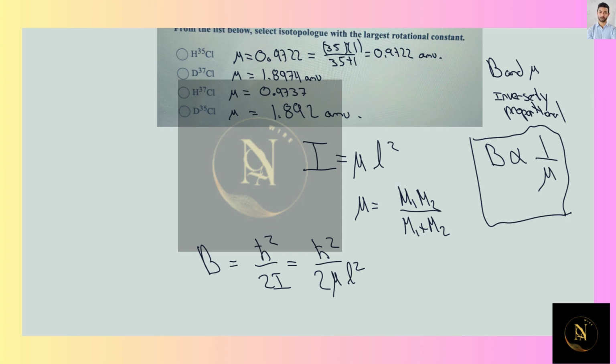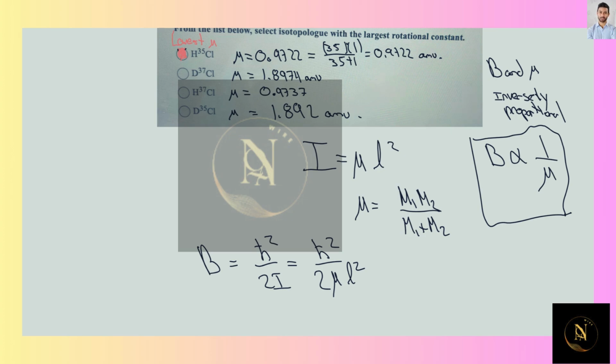So we want to know which one is going to have the largest rotational constant. The largest rotational constant means the lowest reduced mass, and that is going to be HCl with chlorine 35. This is the lowest value for mu, thus the highest value for B.